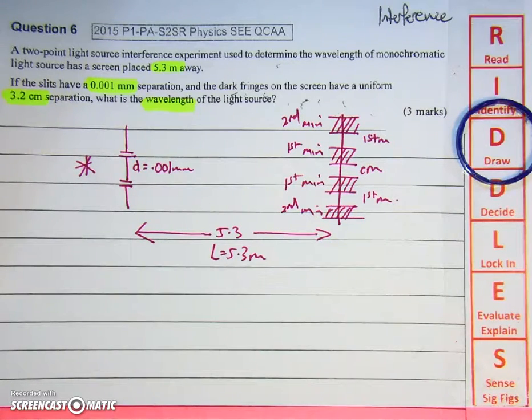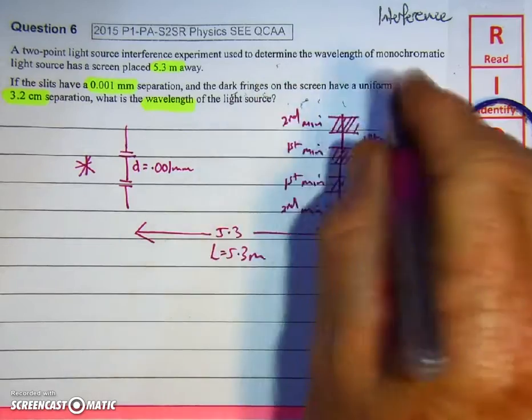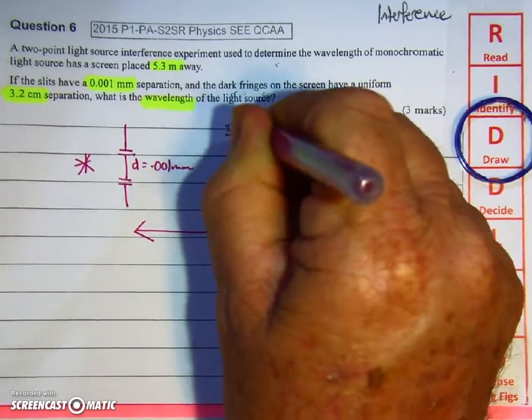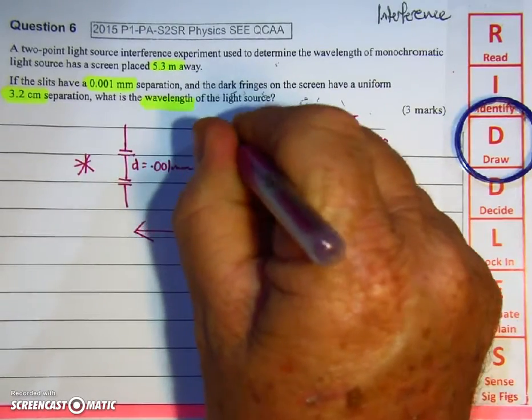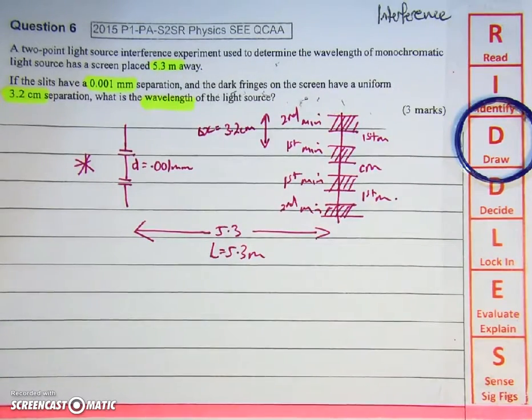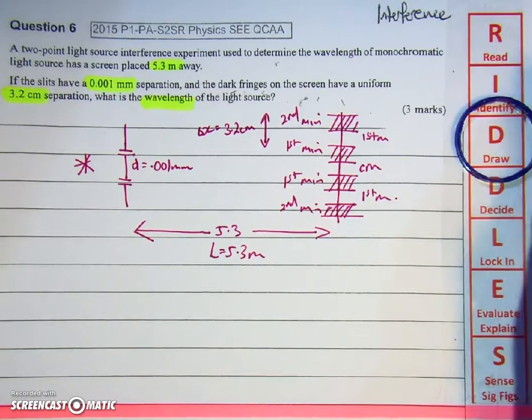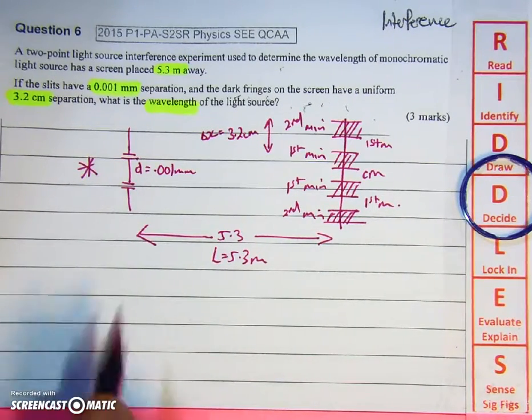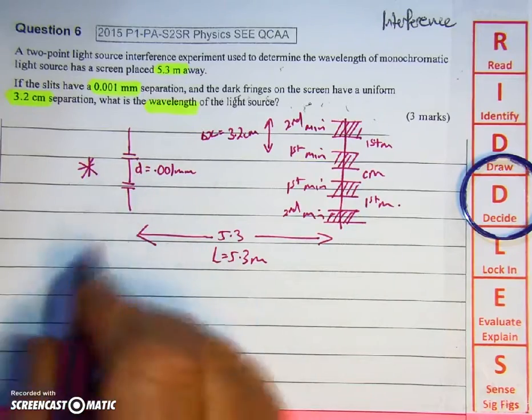And we have here that there's a 3.2 centimetre separation. So these here are 3.2 centimetre separation. That's our delta X value, which is our separation between our bands. So we've drawn. Now we need to try and decide how we're going to solve the problem. So let's go through and now write all this information down.